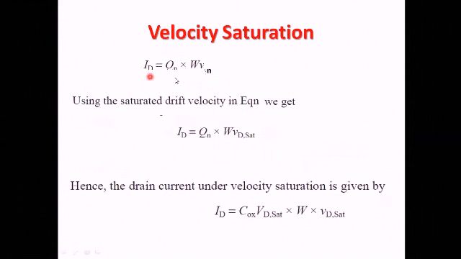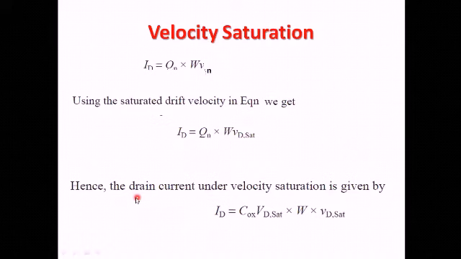Now this is the equation, that is, ID is equal to Q of N into W of V of N. Here V of N is the saturated drift velocity. Using the saturated drift velocity in this equation, we can write ID is equal to Q of N into W of V desaturation. So we have got this expression from the previous expression, where V of N is replaced by the saturated drift velocity, that is, V of desaturation. So I hope this is clear.